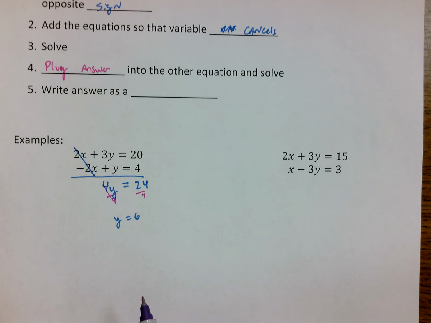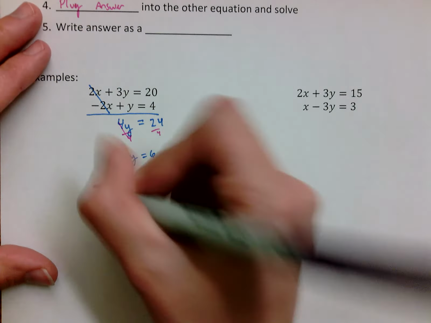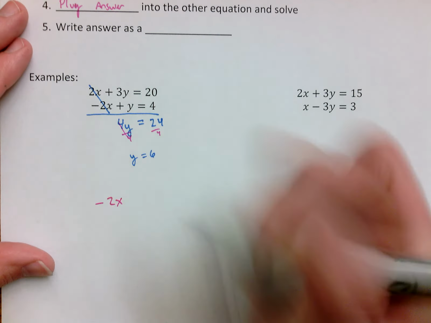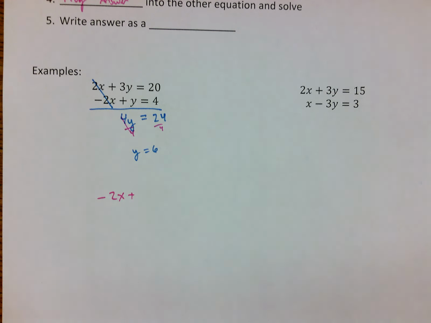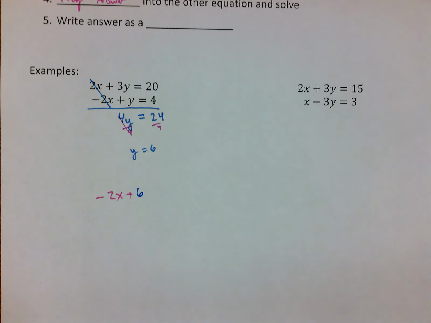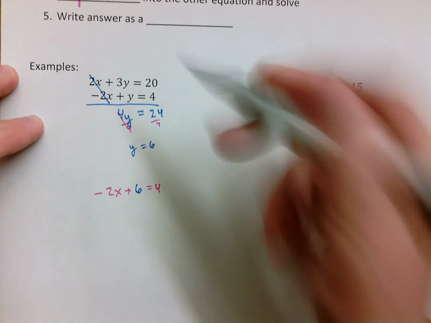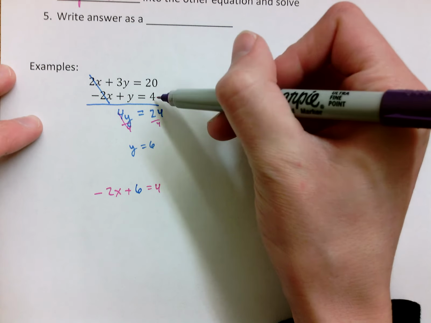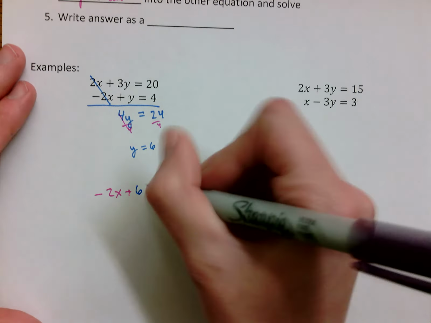I think maybe I'm going to go with the bottom one because there's no number in front of the y. Doesn't really matter though. So it's going to be negative 2x plus, and then I'm replacing the y with the 6 that we got as our answer, equals 4. So that's this equation right here, but I replaced the y with a 6.